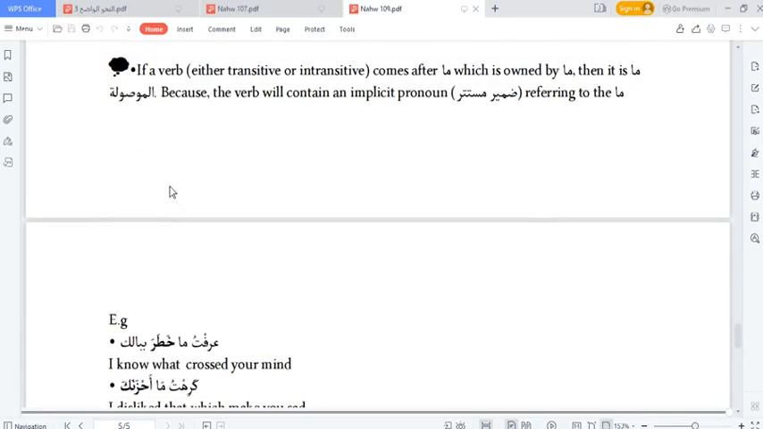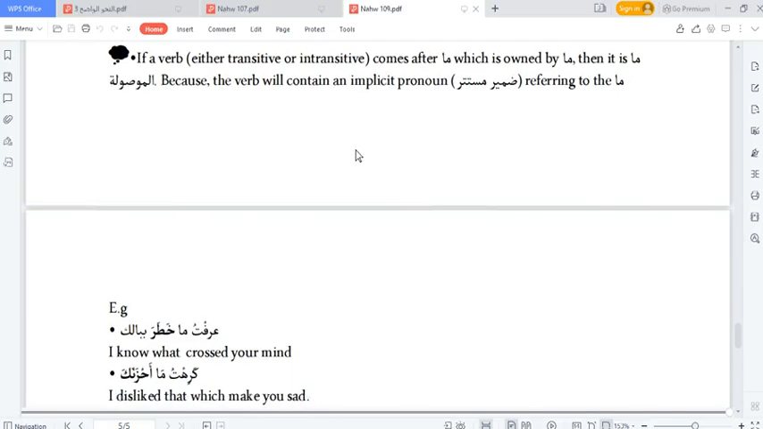So if a verb, either transitive or intransitive, comes after ma and is owned by the ma, then it is ma mausula. What do we mean by saying the verb coming after it is owned by the ma? The verb will contain an implicit pronoun, that is damir mustatir, referring back to the ma. So in such a case, the ma owns the verb, and it is meant for the ma.